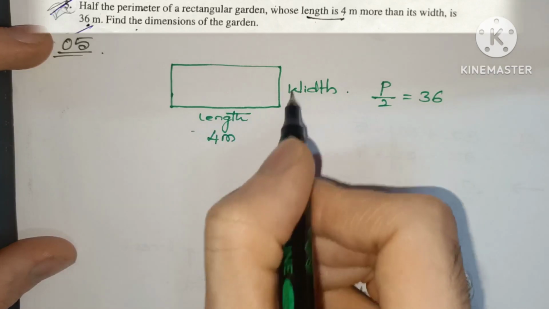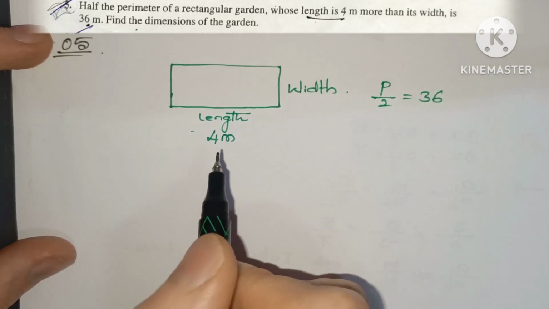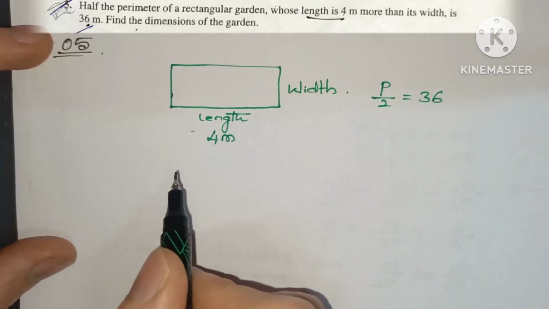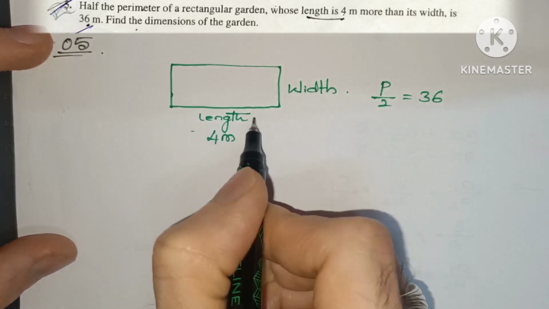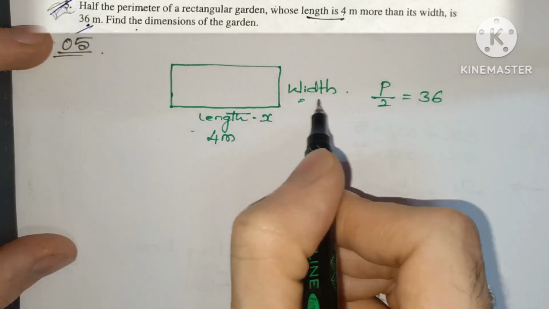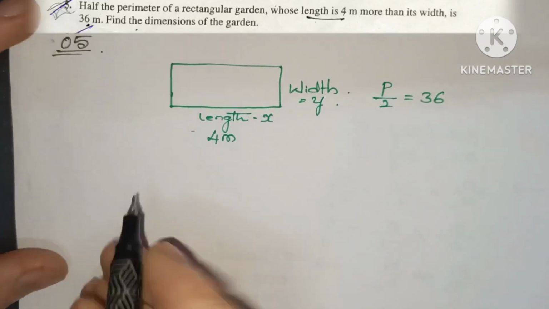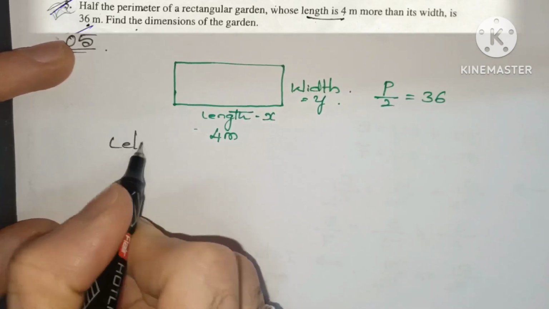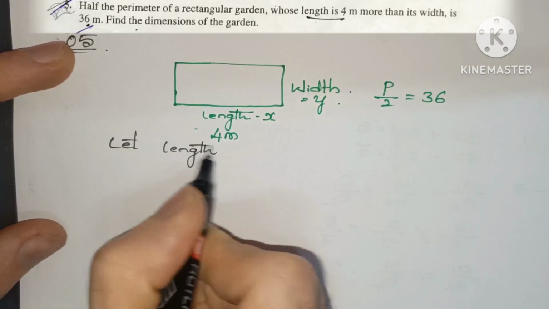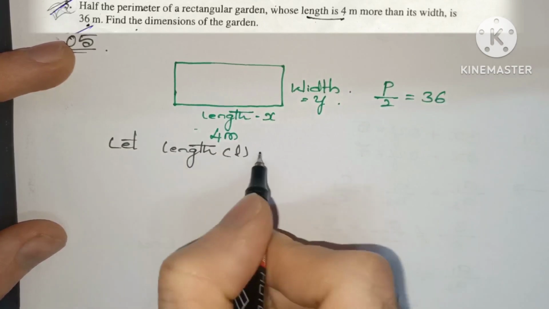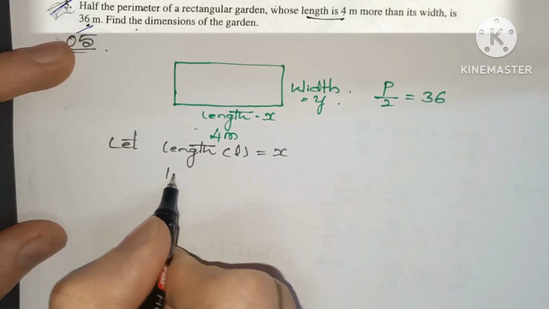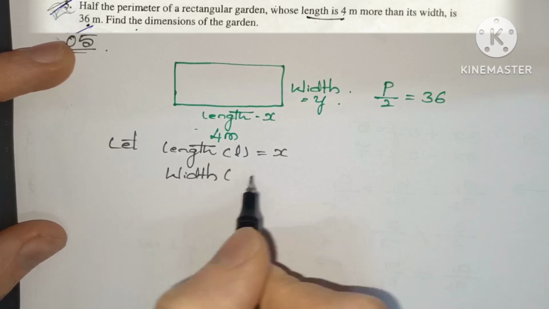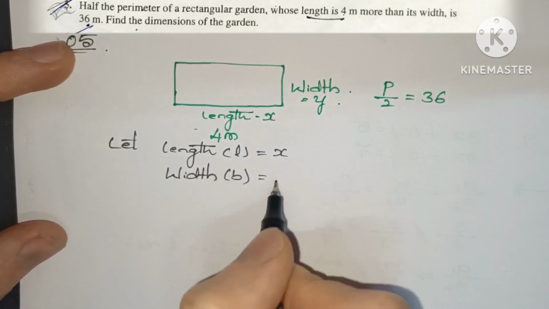The width will be less, the length will be more. So find out the values of its sides. Let me call the length as x and the width as y. Okay, let me write this one. Let length L is equal to x and width, let me call it b, is equal to y.